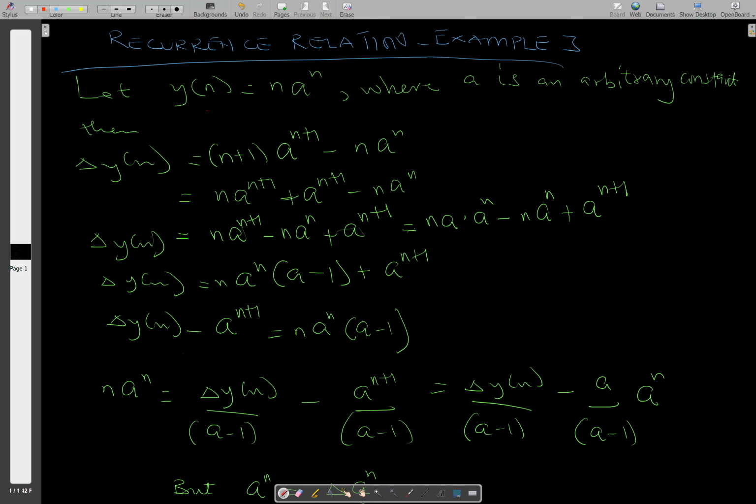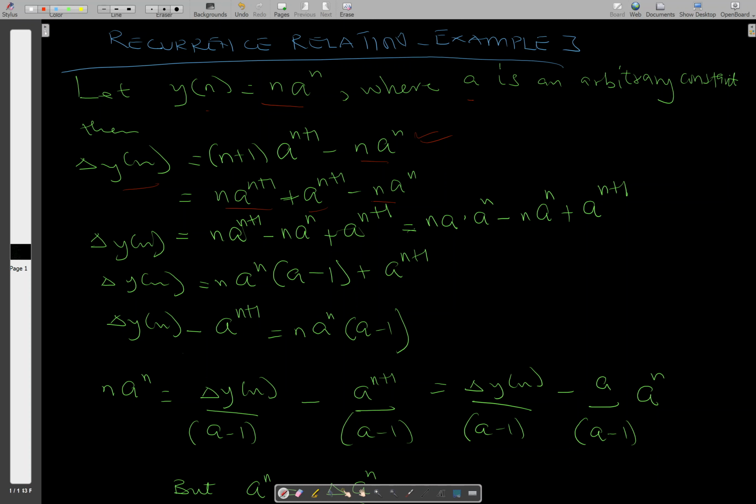So let's choose a function y of n given by n times a to the power n, where a is an arbitrary constant. Now, the forward difference of y of n is given by (n+1) a^(n+1) minus n a^n. You just have to replace n by n plus 1, then minus the function itself. When you expand the bracket, we get n times a to the power n plus 1 plus a to the power n plus 1 minus this term.